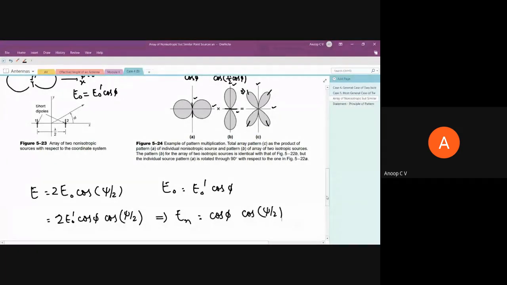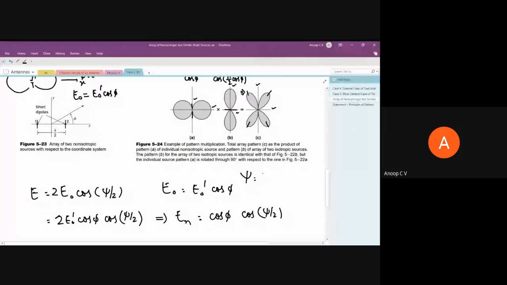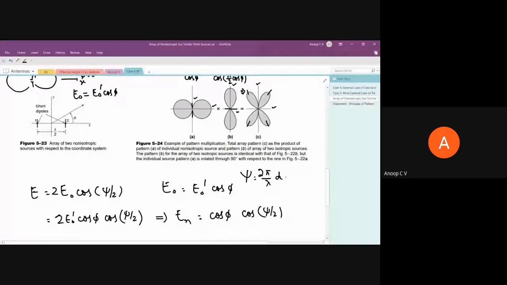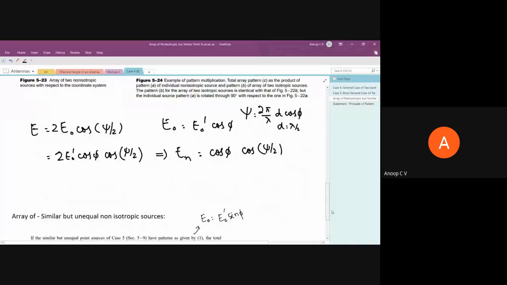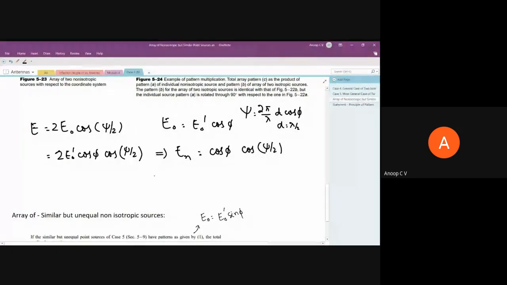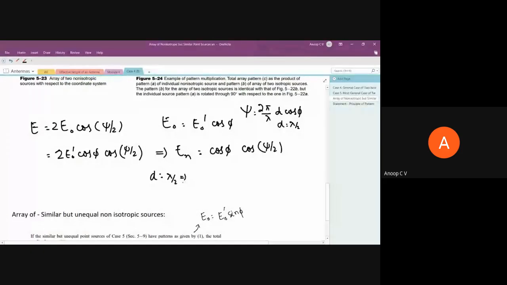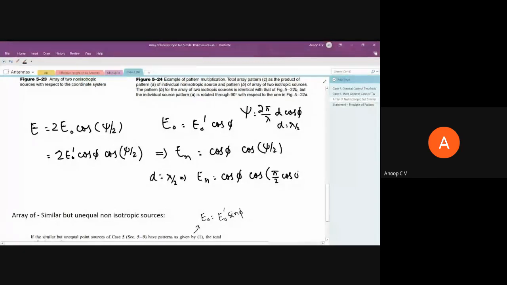In the case where psi is nothing but 2 pi by lambda times d cos phi, and for d equal to lambda by 2, psi will become pi by 2 cos phi. Maybe that case again I can write: for d equal to lambda by 2, we can write En is equal to cos phi times cos of pi by 2 times cos phi.